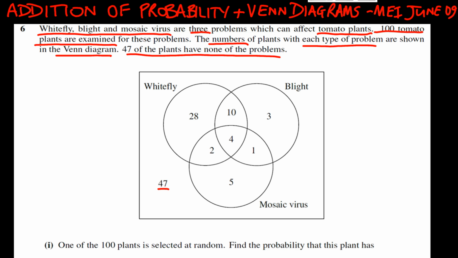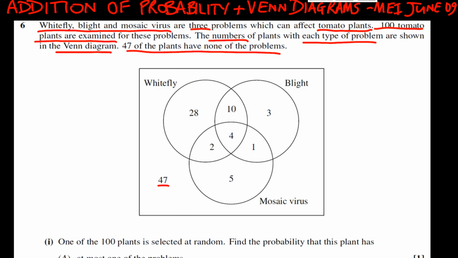We've got our 3 circles, they represent the 3 sets that we're looking at here, whether they've got whitefly, blight or mosaic virus. And they've then split the individual plants up into what combination of the lot. So thank you very much to the examiner for doing that. Okay, let's have a look at the first question then.